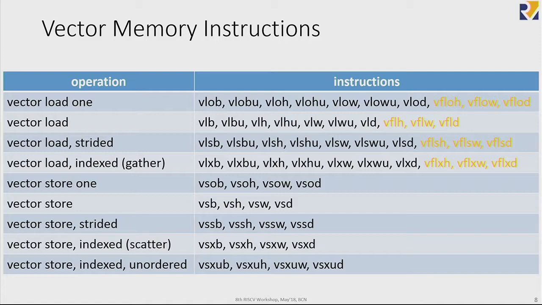And same thing for stores: vector store, one element, vector store, store strided, the scatter, the opposite of gather, and an unordered version of scatter for those that want the extra performance and don't care.